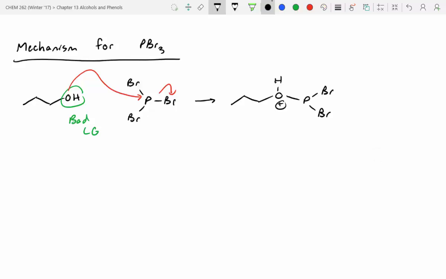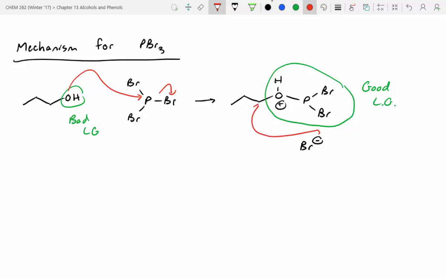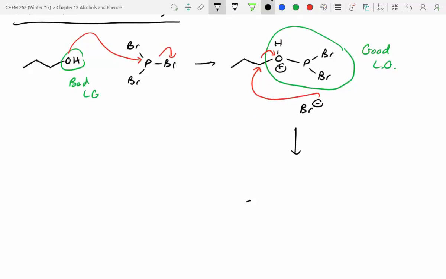And then we've got Br minus floating around that was kicked off during that first step. At this point, this is a really, really good leaving group. So this bromide can actually act as a nucleophile, do a backside attack, and then kick off this oxygen. And you're left with your phosphorus waste byproduct.